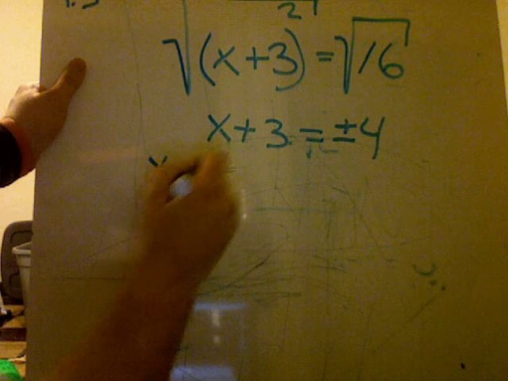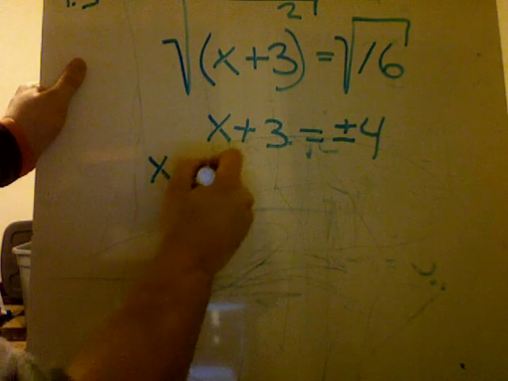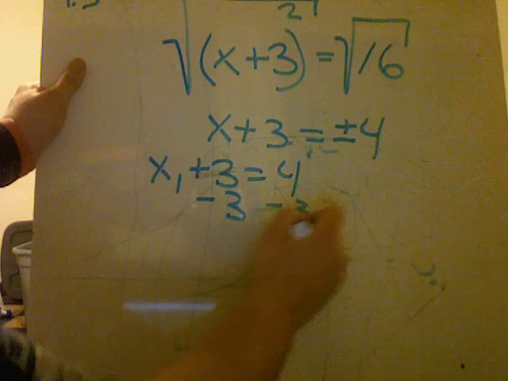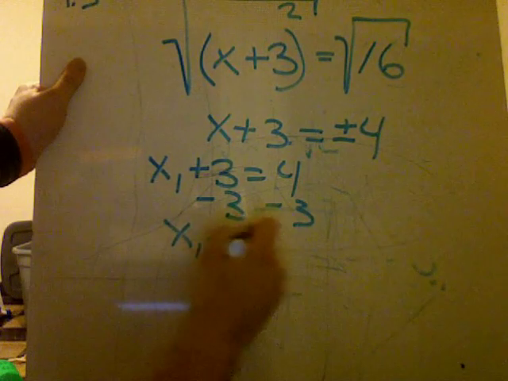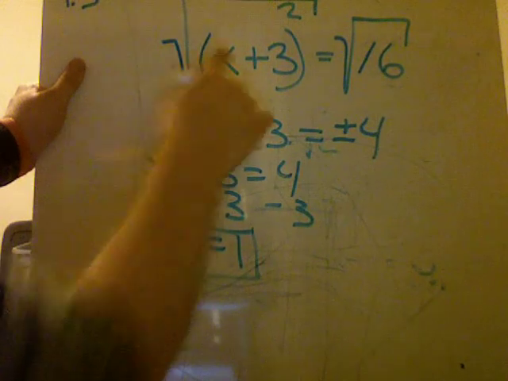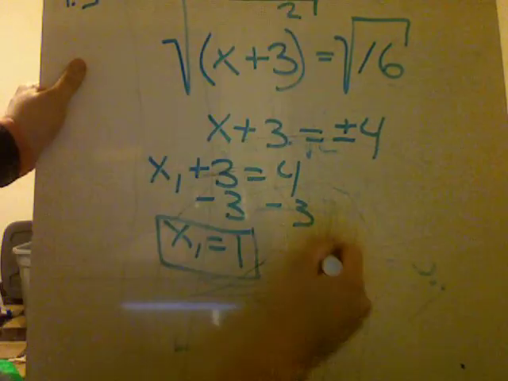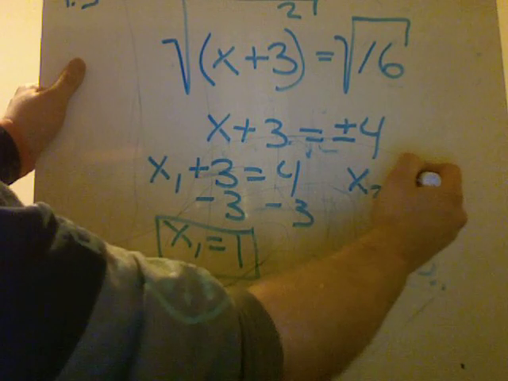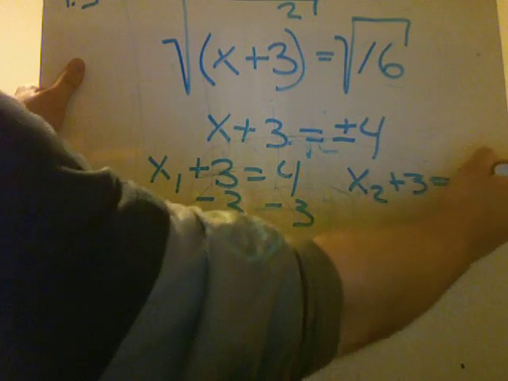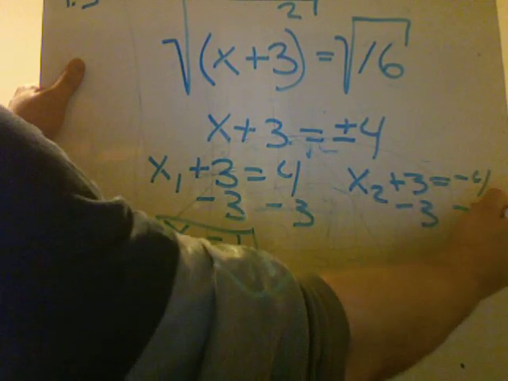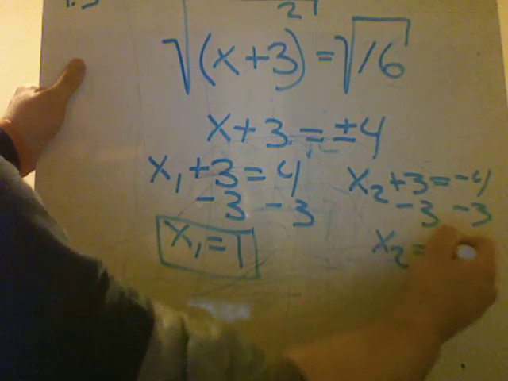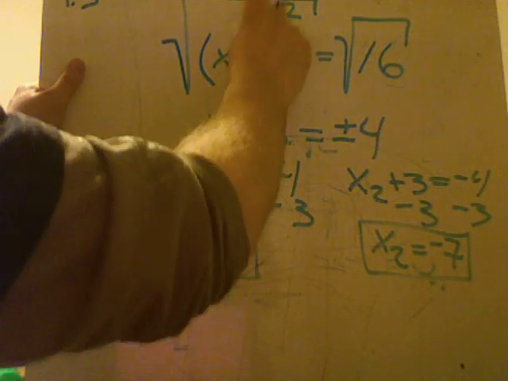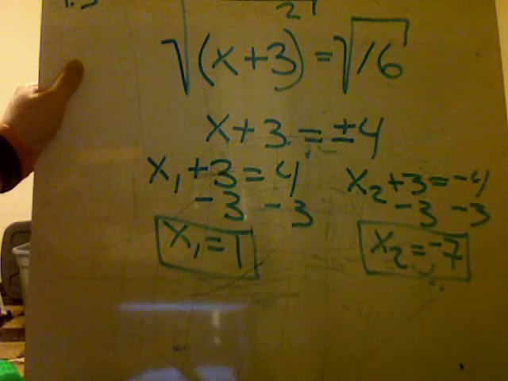The first one, x1: what if x1 plus 3 equals 4? Solve for x. Subtract 3, x1 equals 1. I can check this answer to make sure it works. 1 plus 3 is 4, 4 squared is 16. Okay, there's another possibility: x2 plus 3 equals negative 4. Now I'm going to subtract 3, and x2 would be equal to negative 7. See if that works. Negative 7 plus 3 is negative 4. Negative 4 squared is positive 16. So they both work.